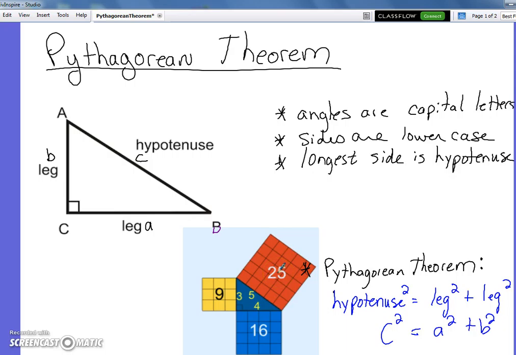So Pythagoras made a theorem that says the hypotenuse squared equals the leg squared plus the leg squared. In other words, c squared equals a squared plus b squared. This right here is the Pythagorean theorem. And you're going to be using that formula on right triangles.